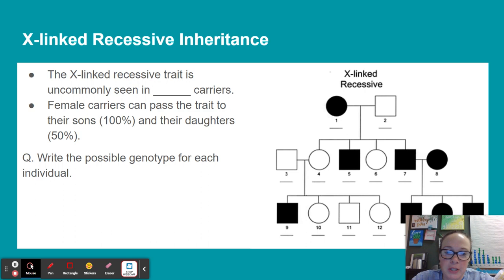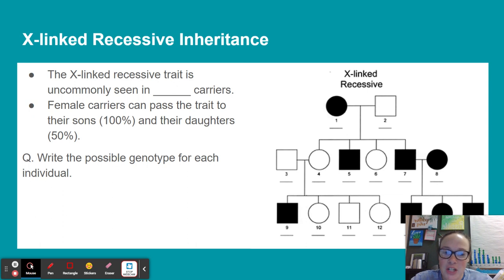So there's some other pieces. How do we know by looking at a pedigree if something's X-linked or not? 1, we're going to look to see if there's more males than females that have it. In this case, we have 5 males versus 3 females. It's not very helpful here, but for a female to have it, here's how we know if it's X-linked or not.